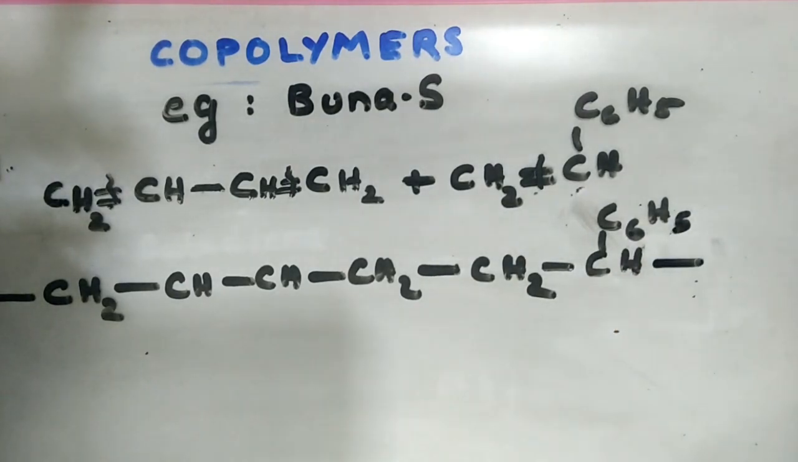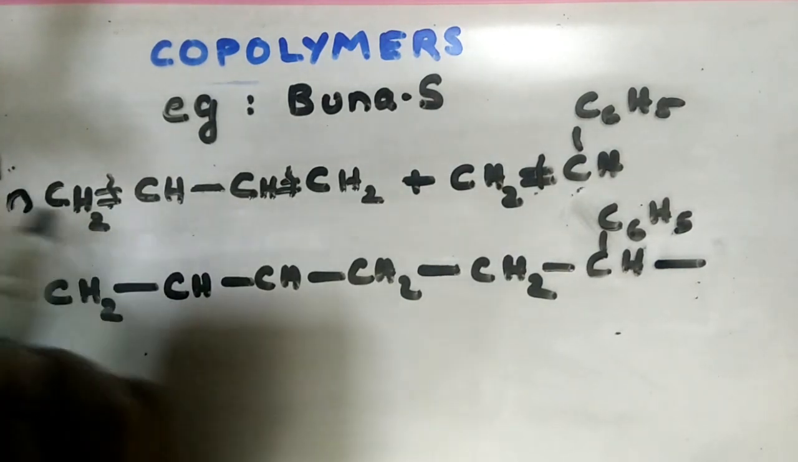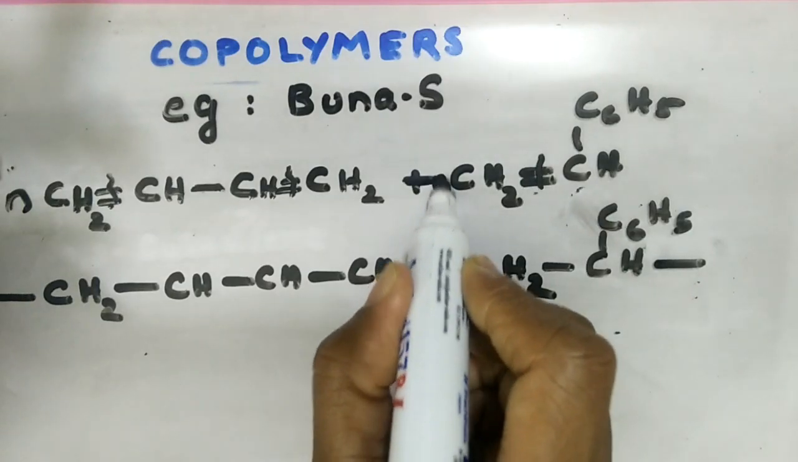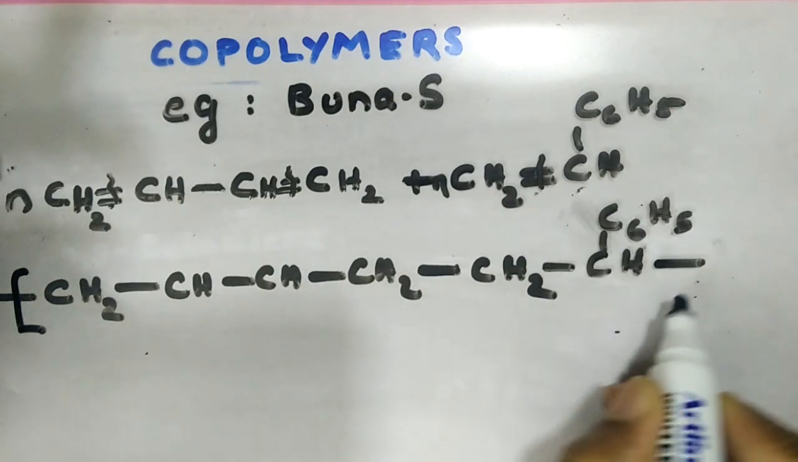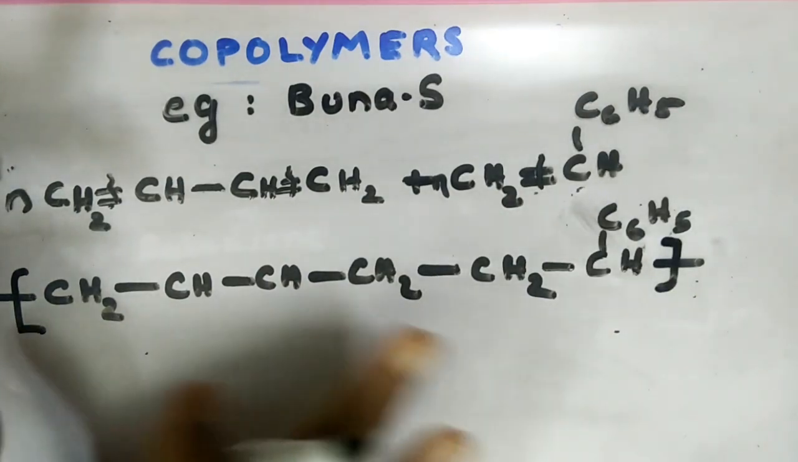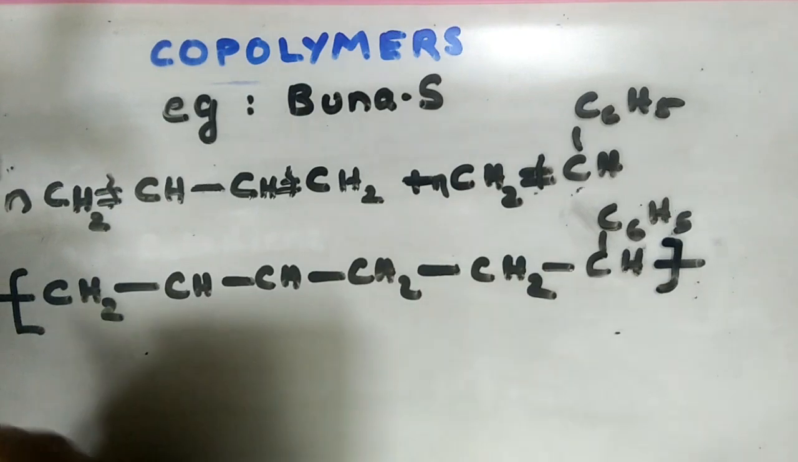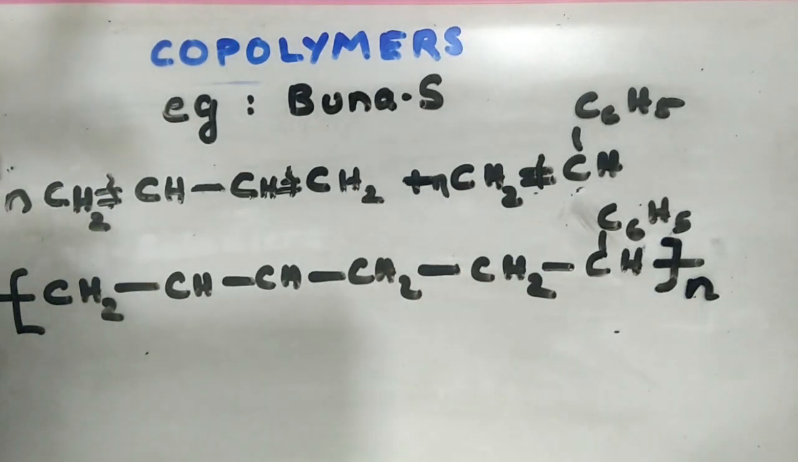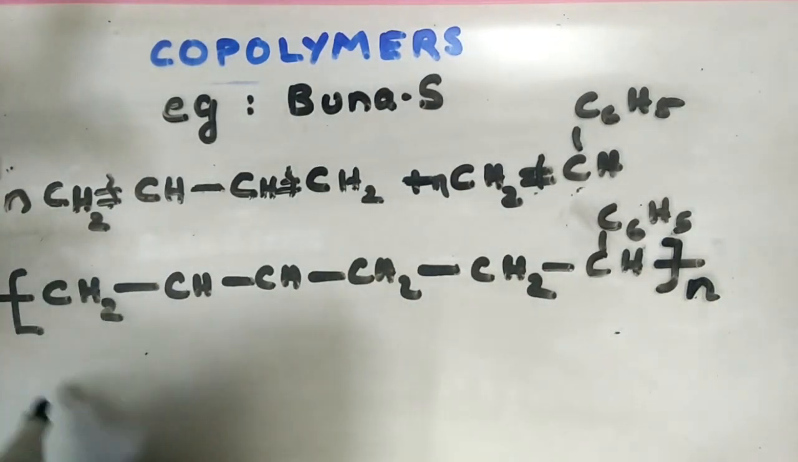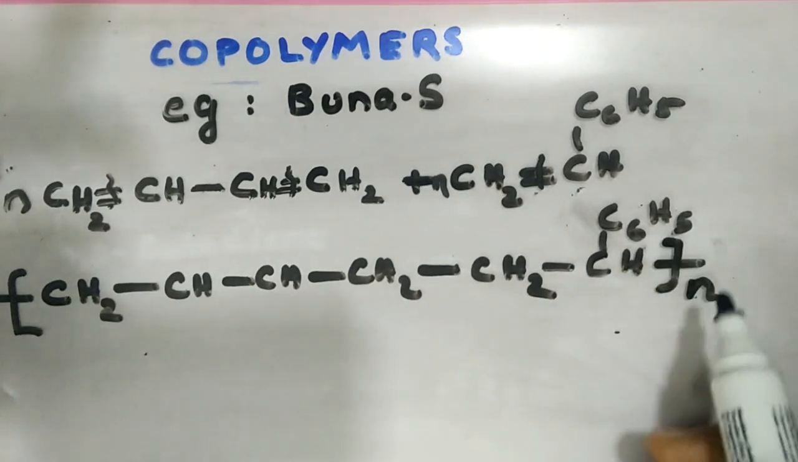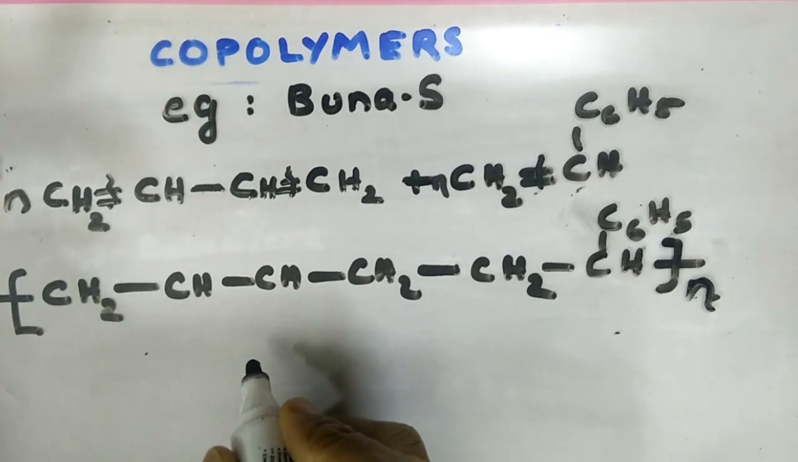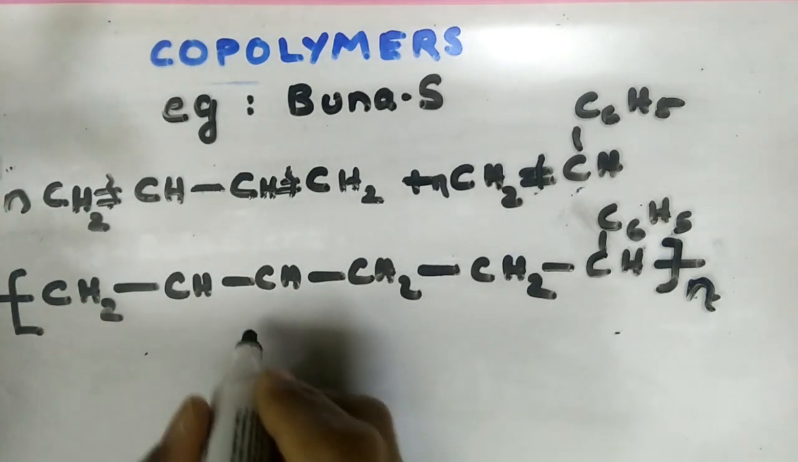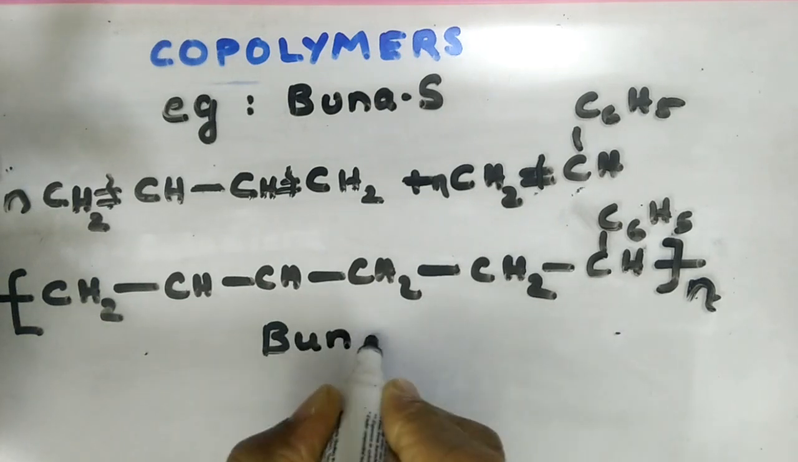H5, then valency you have to write. Suppose that n number of 1,3-butadiene and n number of styrenes are there, then this is the repeating unit. All the things are here, this as such is a repeating unit, so we have to write it n as such. Write everything together and put it as a single unit, then write n here. This is called butadiene styrene copolymer or BUNA-S.